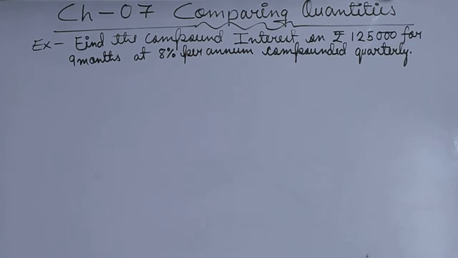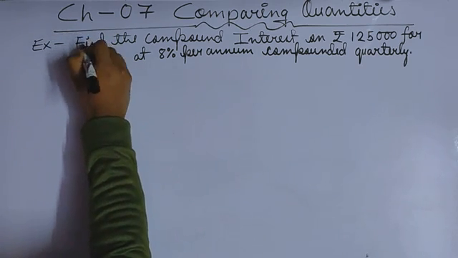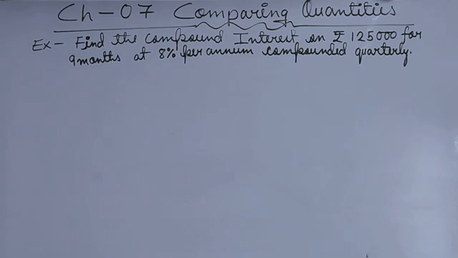Now this is one example question which is based on compound interest when it is compounded quarterly. This question says you have to find the compound interest on 1,25,000 rupees for 9 months at 8% per annum compounded quarterly.